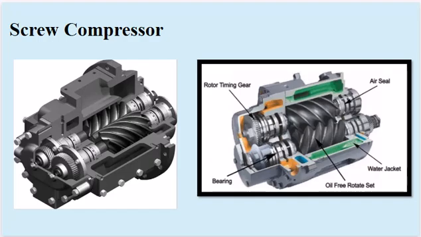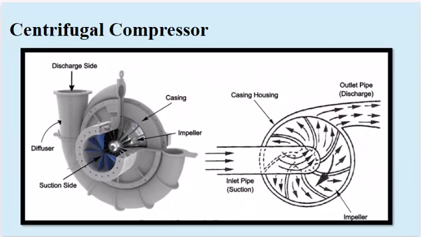Next up, let's talk about the centrifugal compressor, a key player in large-scale cooling systems. This compressor uses a rotating impeller to do its magic. Here's how it works. Refrigerant gas is drawn into the center of the impeller, then accelerated outward at high speed. This creates the high-pressure gas needed for the condenser to operate effectively.